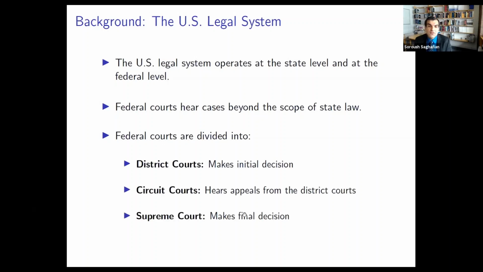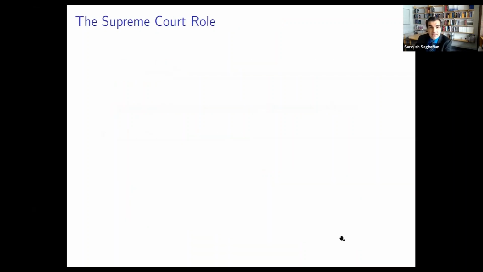And we have essentially three layers of courts in the US. We have district courts, where they try to make initial decisions. You have circuit courts, where they hear appeals from the district courts. And then you have the Supreme Court, which makes some of the most influential and difficult decisions that must be made. And the decisions that they make are hugely important.